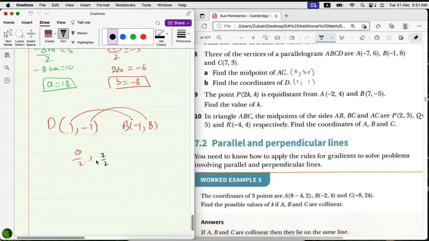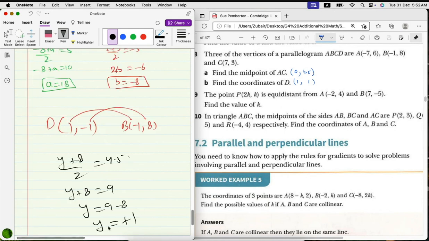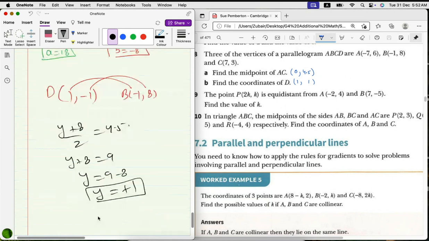We're not getting the same. I'm solving for y only. Y plus y by 2 is equal to 4.5. So y plus 8 is equal to 9. Y is equal to 9 minus 8. Y is equal to positive 1. Oh, okay. So I think I got mixed up with the sign then.